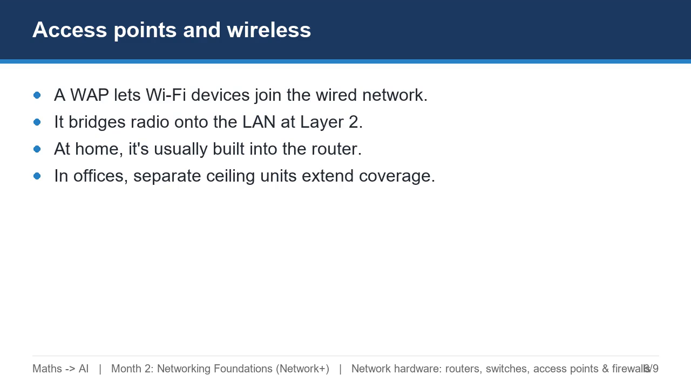Now wireless. A wireless access point, or WAP, lets Wi-Fi devices join the wired network. It bridges radio signals onto the LAN, effectively extending Layer 2 over the air. In a home, the access point is usually built right into the router. But in an office, you'll see separate access points mounted on the ceiling, so the Wi-Fi reaches into every corner of the building.